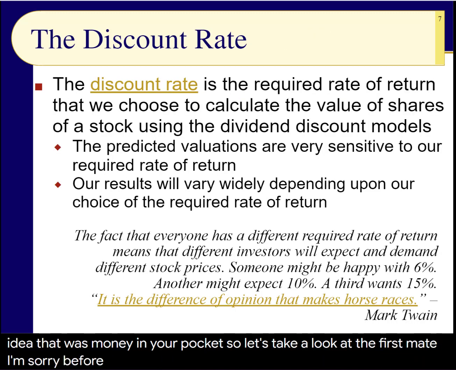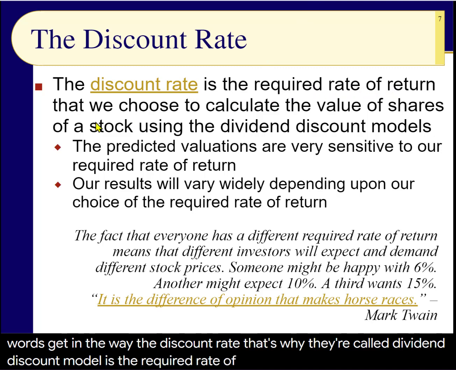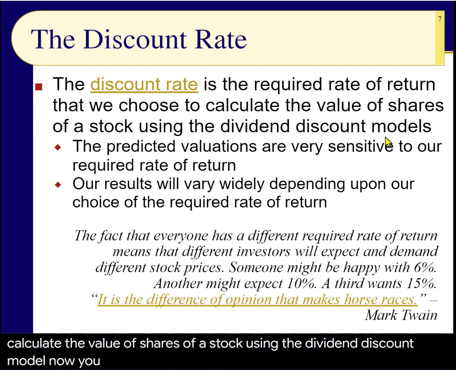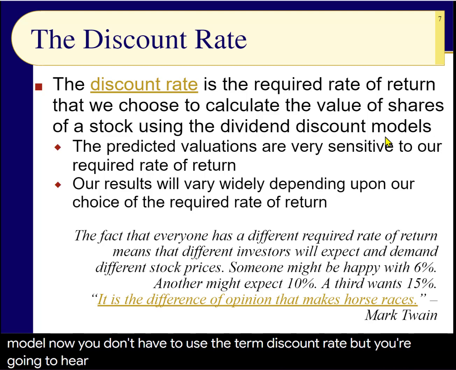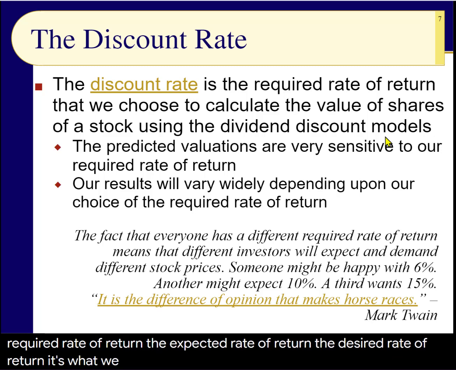Oh, I'm sorry. Before we do that, let's take a look at the discount rate. What a silly name, the discount rate. Oh, that's where the words get in the way. The discount rate, that's why they're called dividend discount models, is the required rate of return that we choose to calculate the value of shares of a stock using the dividend discount models. Now, you don't have to use the term discount rate, but you're going to hear people say that in the industry. You could call it the required rate of return, the expected rate of return, the desired rate of return. It's what we are interested in earning from our investments.